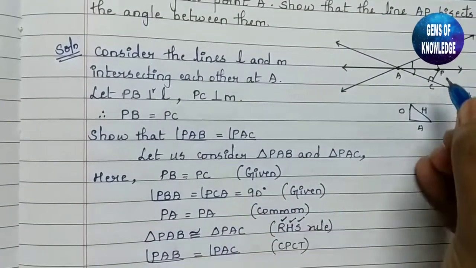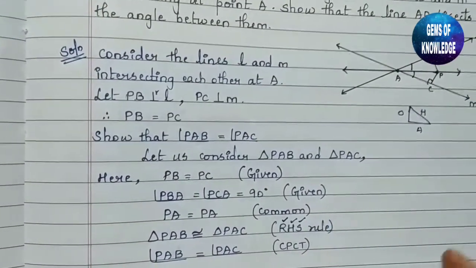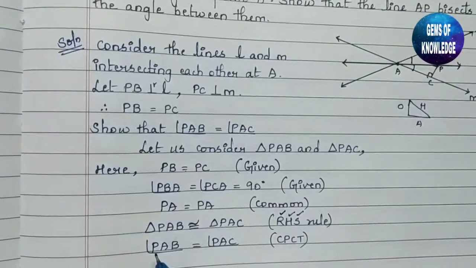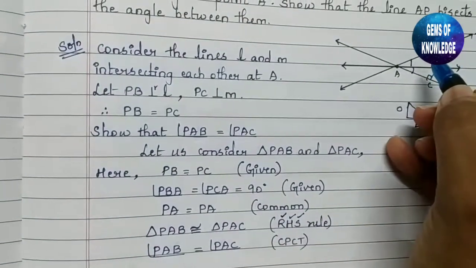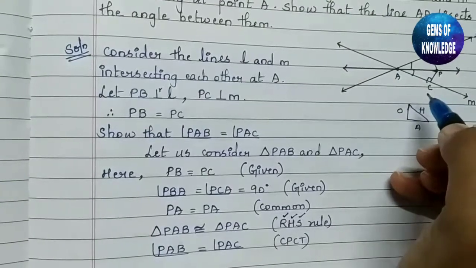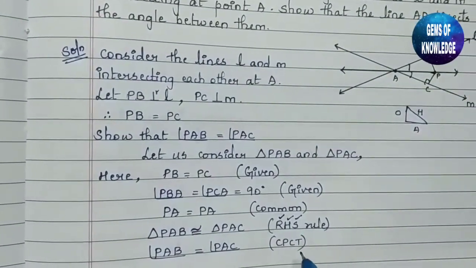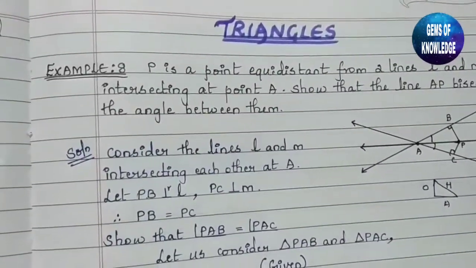If the two triangles are congruent, any parts among those will be corresponding. So according to that, we can write angle PAB will be equal to angle PAC. This is by the corresponding parts of congruent triangles. Okay, I hope this one is clear here.